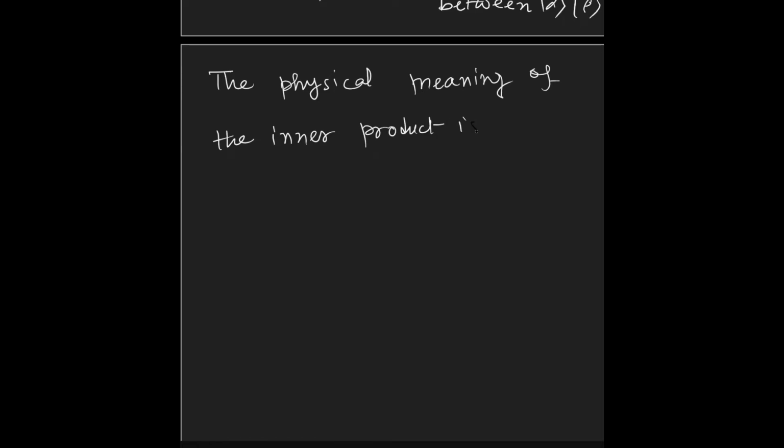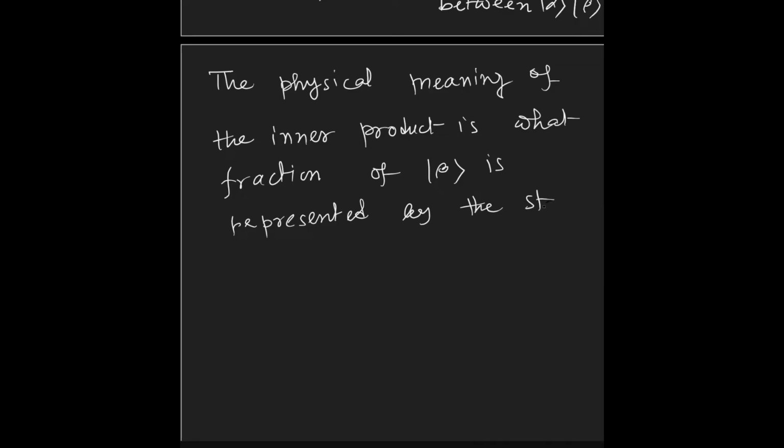The physical meaning of the inner product is what fraction of beta is represented by the state alpha, or vice versa. It means what fraction of state alpha is represented by beta.